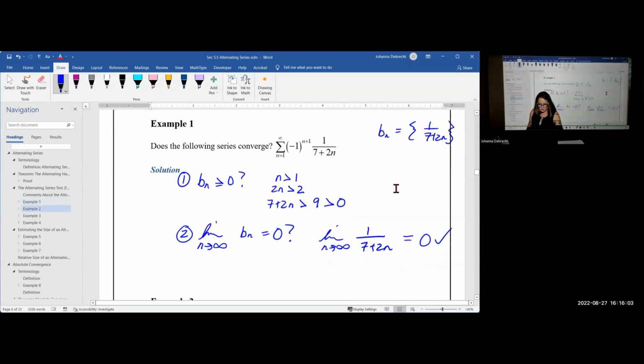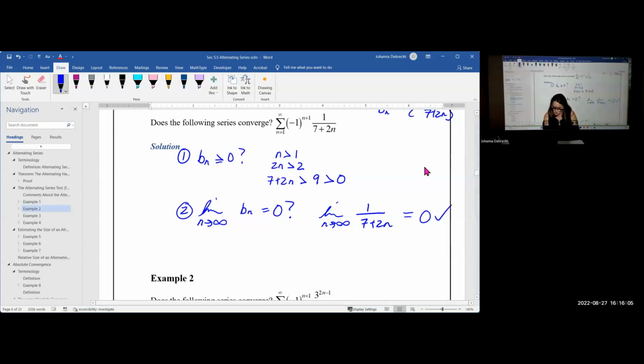And then we want to take a look at the third condition, which is decreasing. And again, it doesn't have to be decreasing at the head, but at some point it's got to be decreasing. Now you can do this in different ways. You can show that a sub n plus 1 minus a sub n is negative. You can show a sub n plus 1 divided by a sub n is less than 1, or you can apply the first derivative test. Any of those will work.